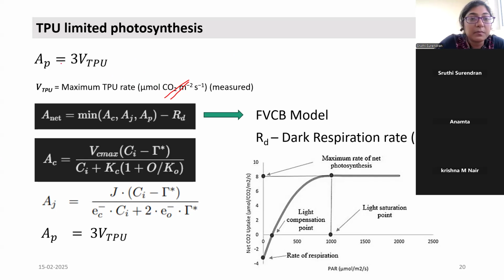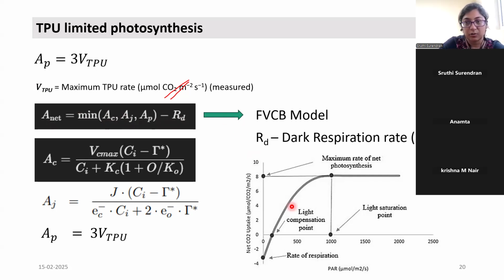So if you measure the maximum TPU rate and multiply it with 3, you will get the photosynthetic rate in that TPU limited phase. So we see we got all the three types of photosynthetic rate. Now, after finding these three types of photosynthetic rate, we are going to find the minimum value of all the three rates of photosynthesis, and then subtract the rate of respiration from it, and then we'll get the net photosynthesis. Again, rate of respiration we can estimate.